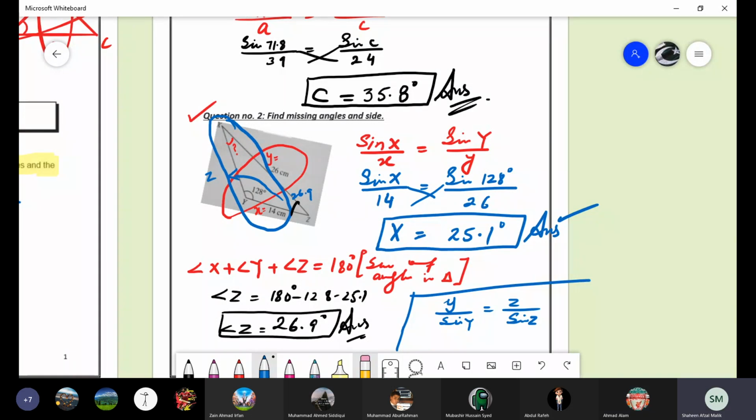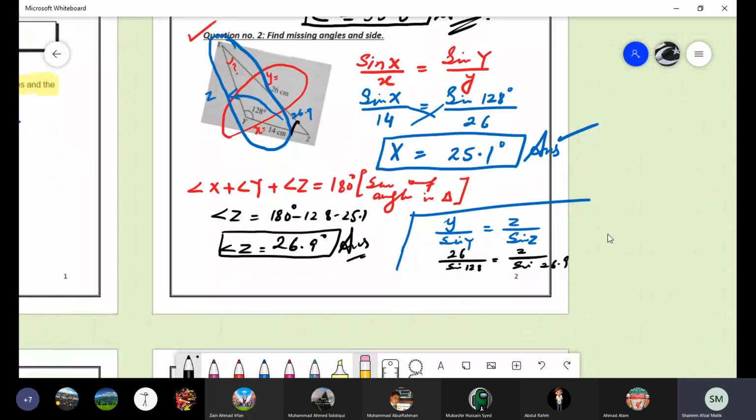One thing I want to confirm here: even if you use this formula by keeping the angle above and the sides down, or keeping the sides above and the angles down, you will get the same answer. There is no difference between these two formulas. You can use any formula. Use this formula, substitute the values and tell me the final answer. It will be 26 over sine of 128, and this will be z over sine of 26.9. Yes, good students. Quickly simplify this and tell me the answer of small z.